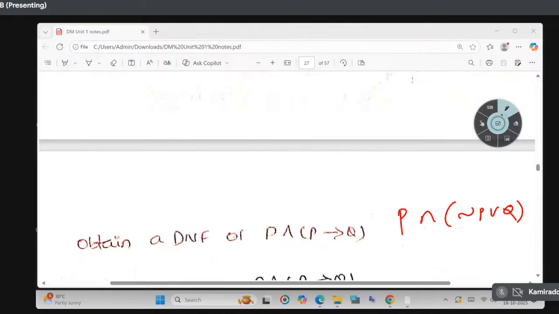So when you are expanding this, you will be getting P and negation P or P and Q. In between we are having the OR symbol, that is the indication of our DNF. There we are stopping our solution.